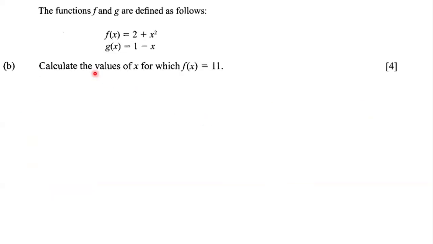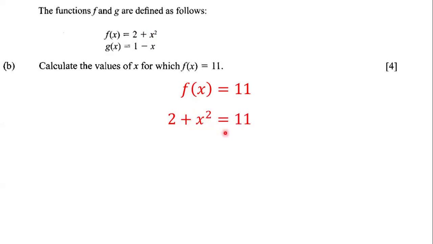Next, we have to calculate the values of x for which f of x is equal to 11. Now, what is f of x? Well, f of x is equal to 2 plus x squared. So what is 2 plus x squared? We put that right here. So f of x is equal to 2 plus x squared, and we set that equal to 11.